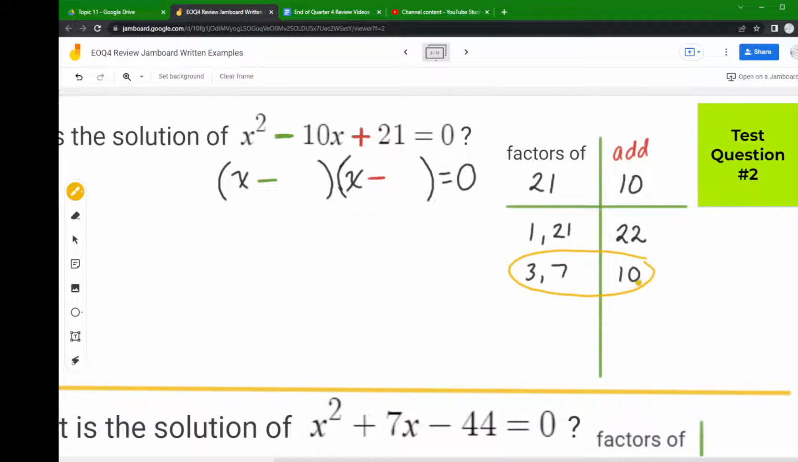So because the 3 and the 7 add up to the 10 that I want, I'm going to put them in this blank. Generally, I put the big number first. It doesn't really matter in this case because our parentheses are the same. But if I had a positive sign and a negative sign, it would matter which one went with your fall down sign. The bigger number always goes with your fall down sign.